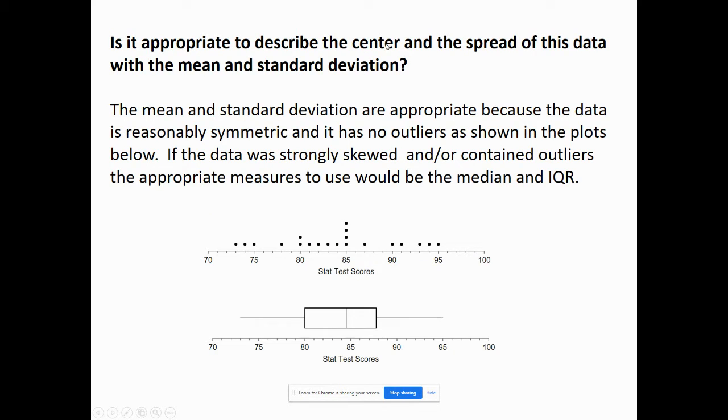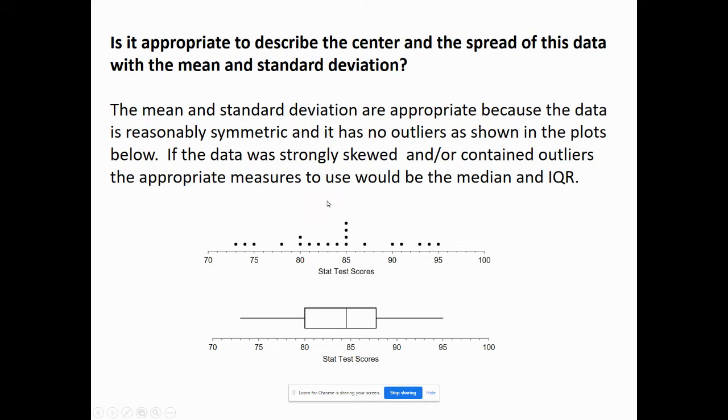Okay, is it appropriate to describe the center and the spread of this data with the mean and standard deviation? As a reminder, the two options you have to describe the center and the spread, you can do mean with standard deviation, or you can do median with IQR. They have to pair up like that. So the mean and standard deviation are appropriate because the data is reasonably symmetric and it has no outliers as shown in the plots below. If the data was strongly skewed and or contained outliers, the appropriate measures to use would be the median and IQR.